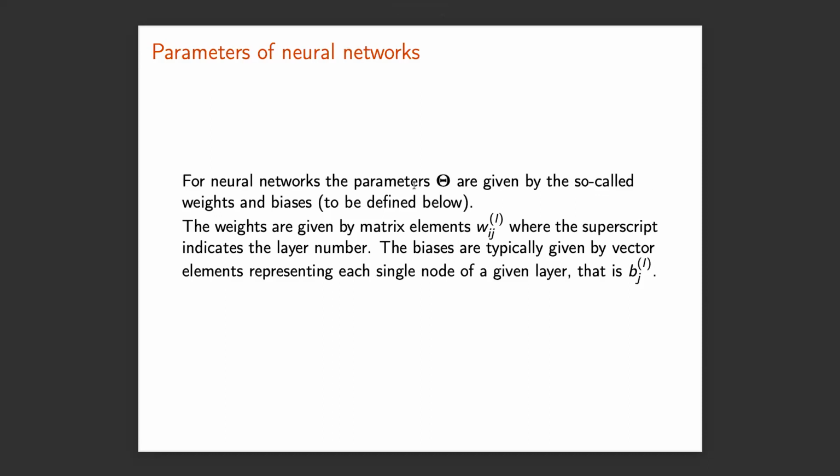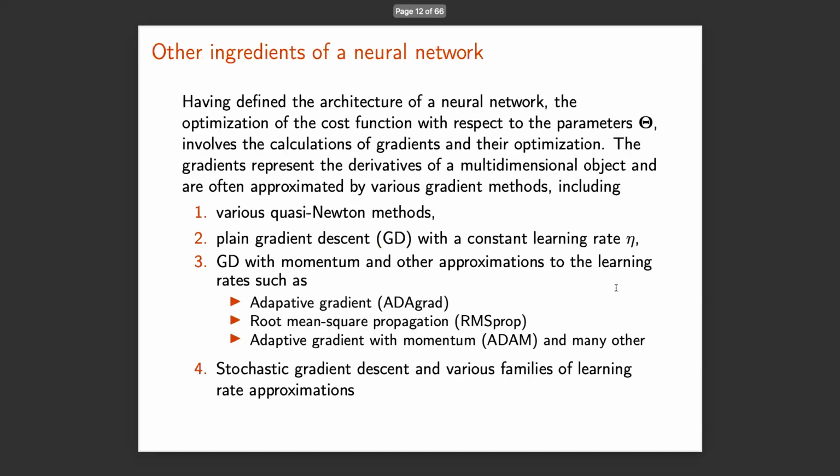So for neural networks, these parameters are given by what we call weights and biases, which we are going to define rather soon. So I'm going to switch to the whiteboard pretty soon. I just wanted to go through some of these basic things before we dive into the whiteboard. So the weights are given by these matrix elements, where the superscript indicates the type of the layer which we have. And then the bias is typically given by a vector element, which is given here by j for the specific node j in that layer number l.